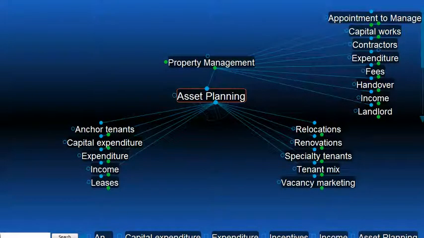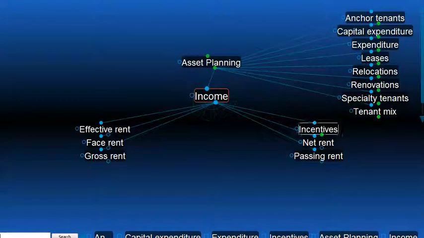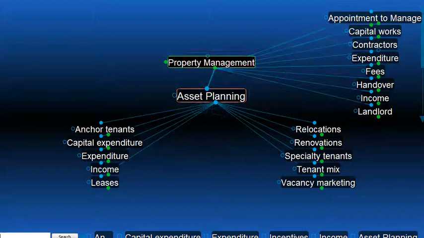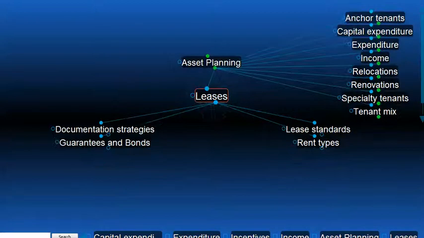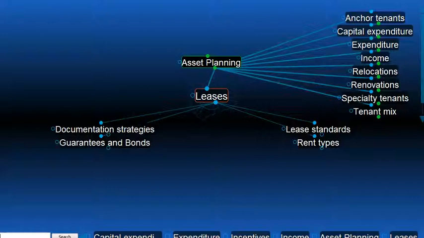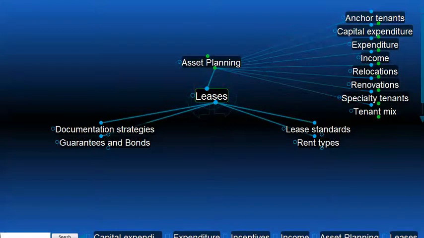Let's just go back another stage here and we'll go up to asset planning again. And within asset planning and the rental structures, I did just cover income for you, and I went through the various types of rental there. Let's now go back to leases, and I'll finish on this point. Within leases, you'll have lease standards, you'll have rental types, guarantees and bonds, and also documentation strategies. This says that the asset plan should reflect particular choices and logic decisions made when it comes to how the leases will be structured for tenants within the property.